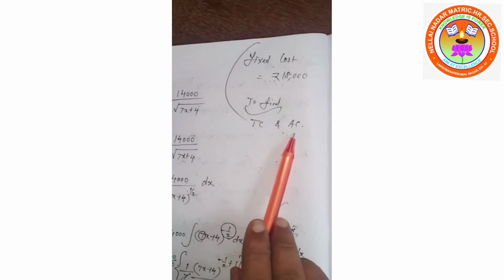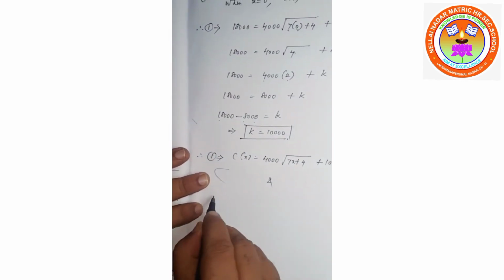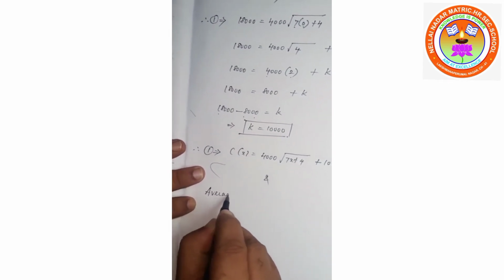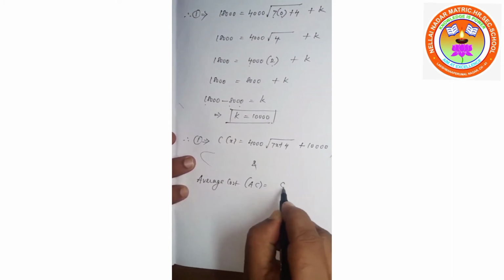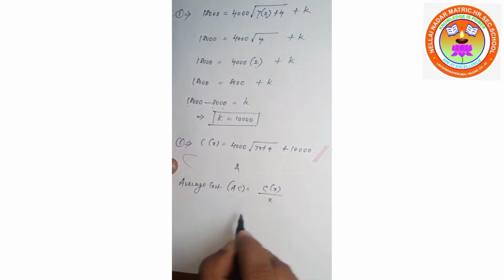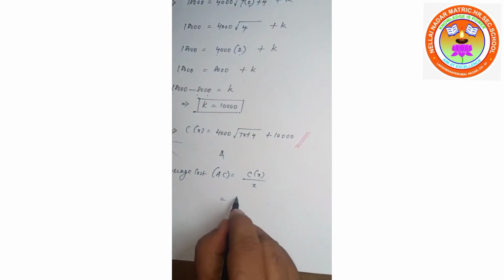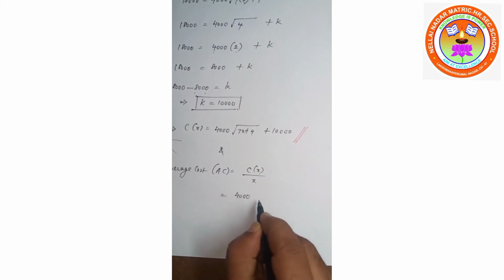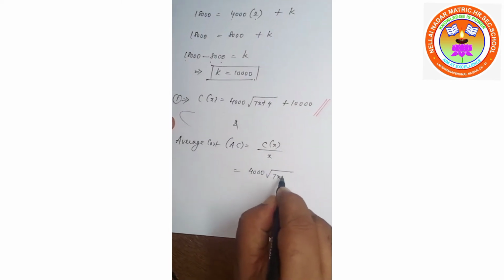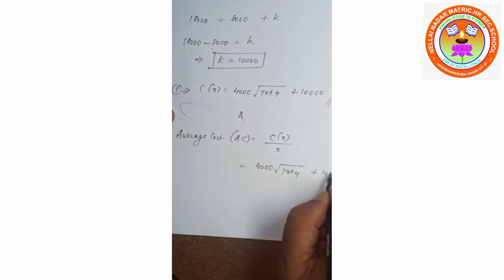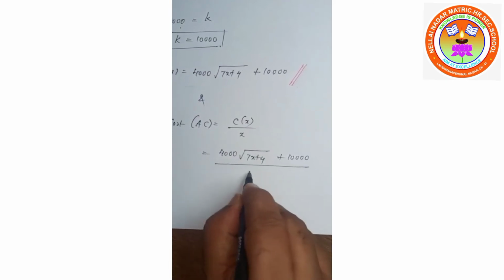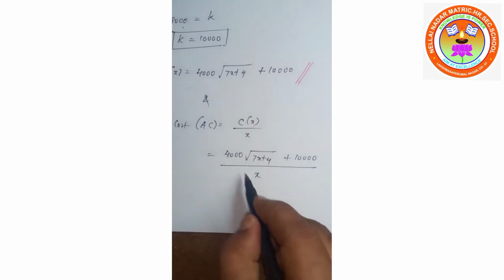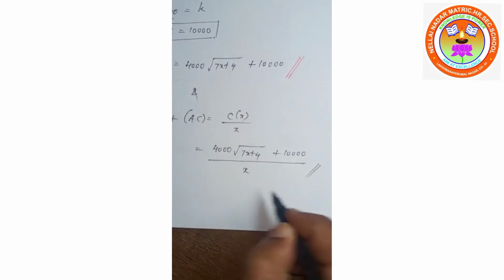Then you have to find out average cost. And average cost, AC, is equal to C of x by x. Here C of x, write as it is: 4,000 into root of 7x plus 4 plus 10,000, divided by x. Nothing can be simplified, so write as it is.